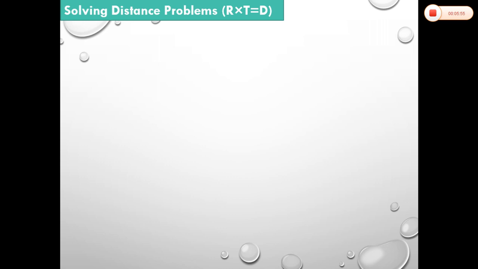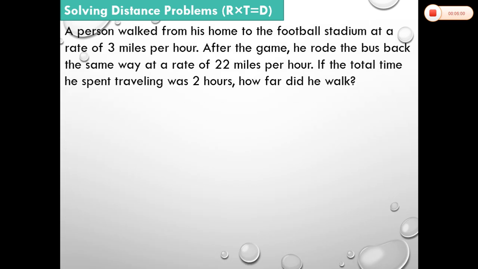The next type of problem is solving distance problems. In distance problems, we have to remember that the rate multiplied by the time is equal to the distance traveled. Say for example, a person walked from his home to the football stadium at a rate of 3 miles per hour. After the game, he rode the bus back the same way at a rate of 22 miles per hour. If the total time he spent traveling was 2 hours, how far did he walk?